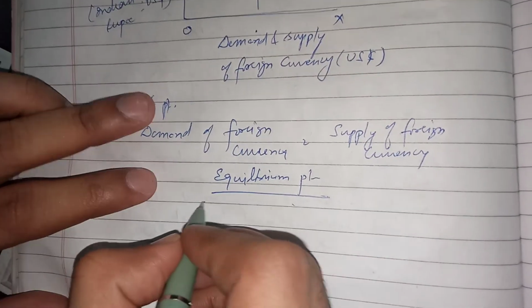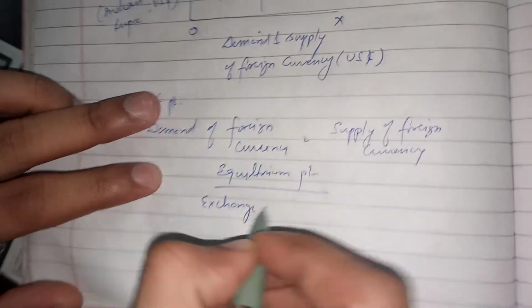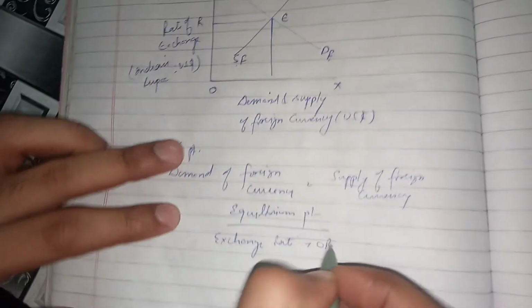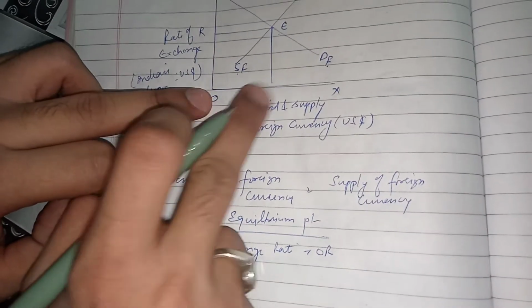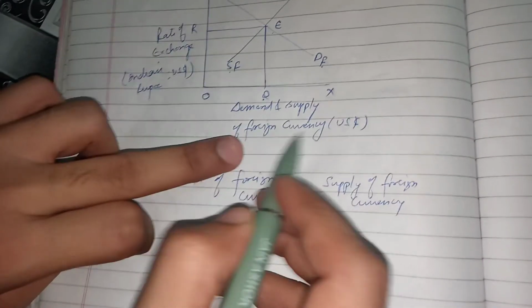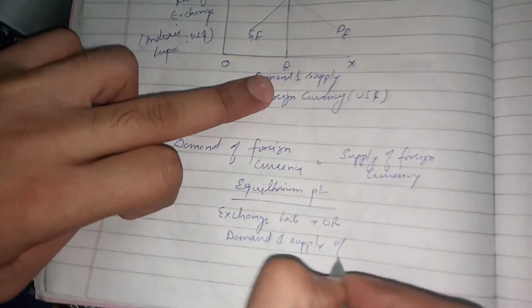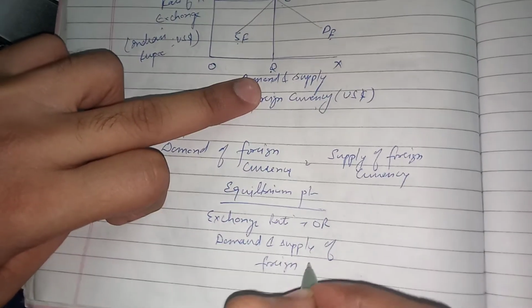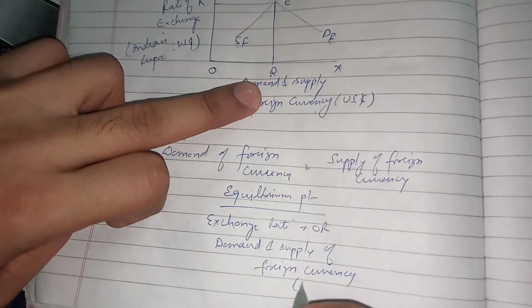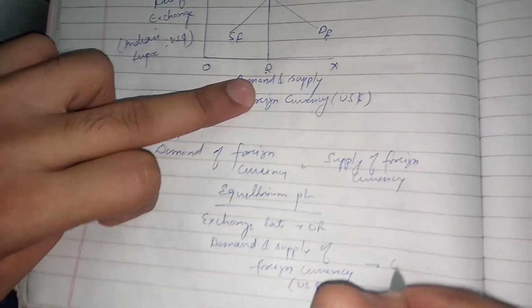At this point exchange rate is OR, and demand and supply both of foreign currency, US dollar, is OQ.